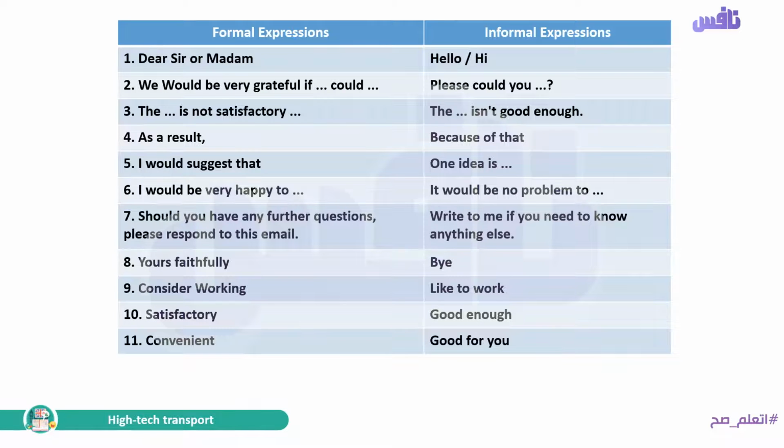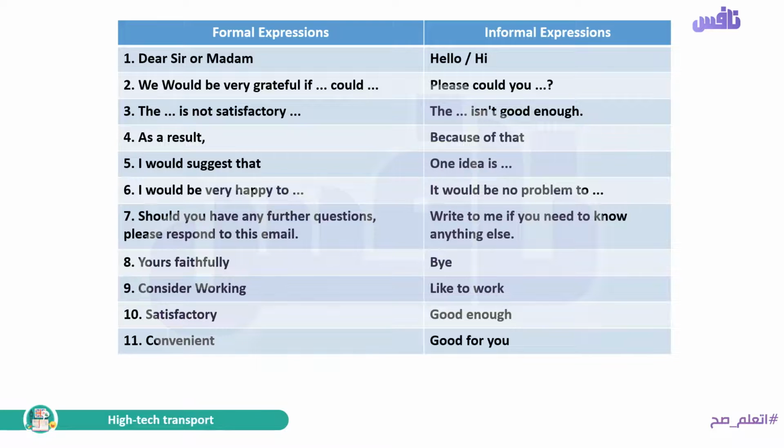Now we have two kinds of email. We will see the formal expressions in the formal email and the informal expressions in the informal email. Let's start with the formal email. We have some expressions like number 1, Dear Sir or Madam. Number 2, we would be very grateful if, could. Number 3, the is not satisfactory. Number 4, as a result. Number 5, I would suggest that.